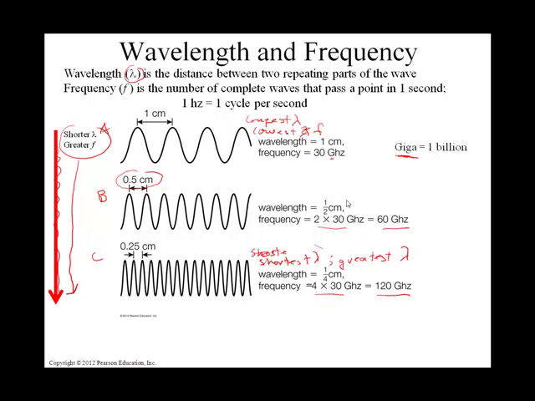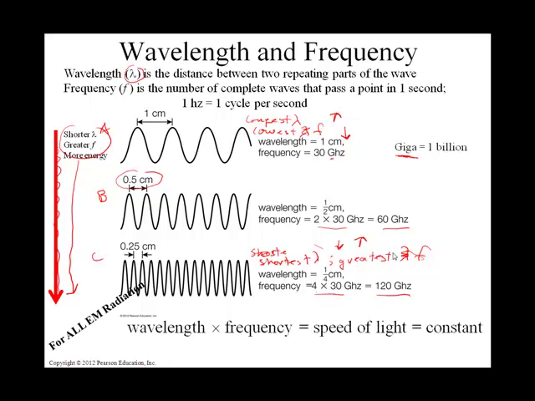We say that wavelength and frequency are inversely related. That means as one goes up, for instance wavelength increases, the other goes down. And down here, we have the shortest wavelength and the greatest frequency. I did lambda there too. Okay, so there's a really cool relationship for all forms of electromagnetic radiation.